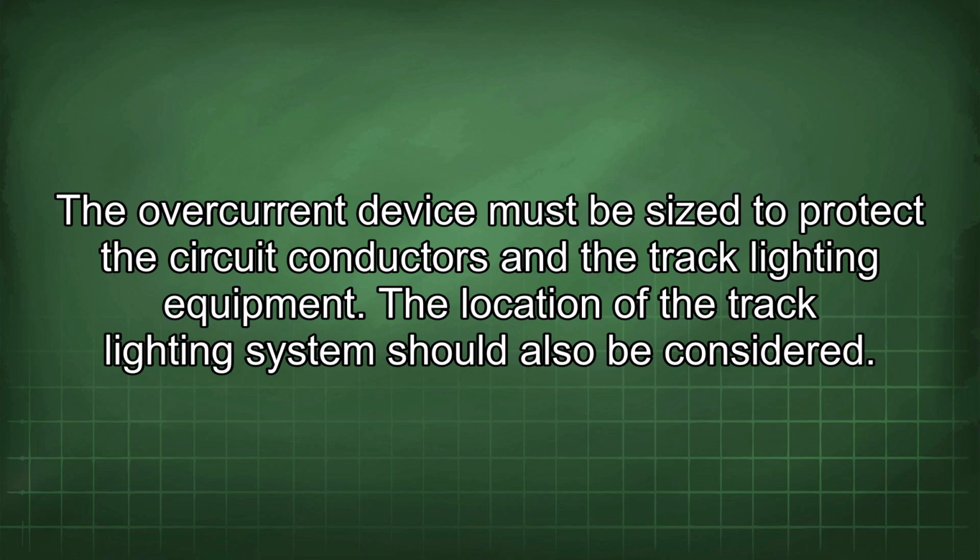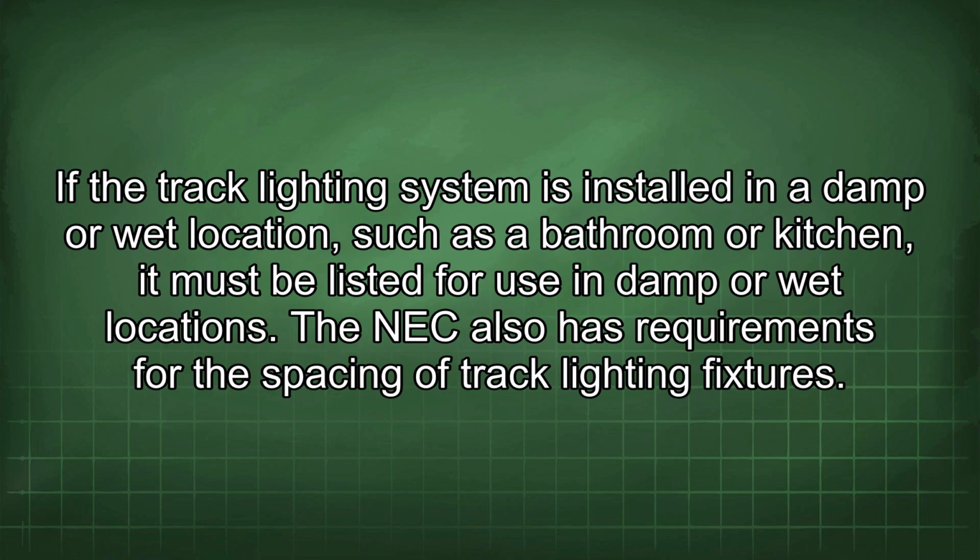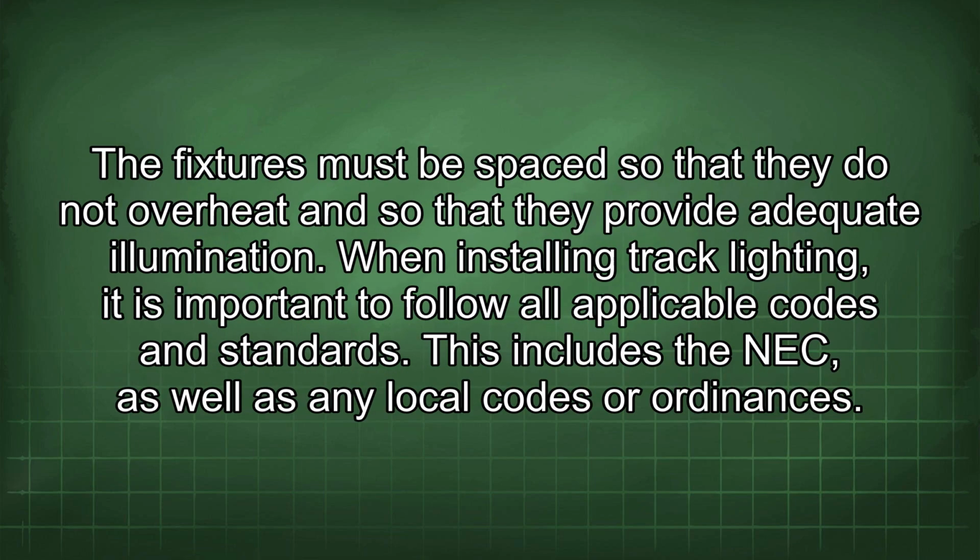The location of the track lighting system should also be considered. If the track lighting system is installed in a damp or wet location, such as a bathroom or kitchen, it must be listed for use in damp or wet locations. The NEC also has requirements for the spacing of track lighting fixtures. The fixtures must be spaced so that they do not overheat and so that they provide adequate illumination.